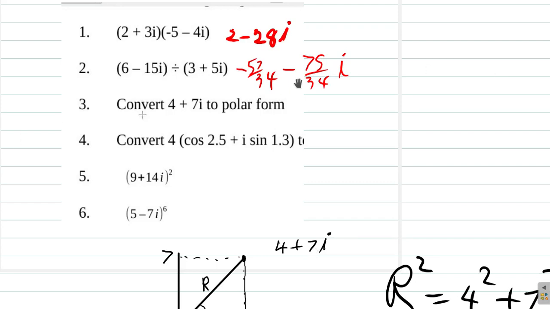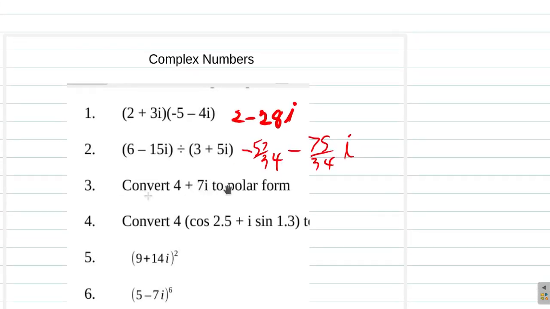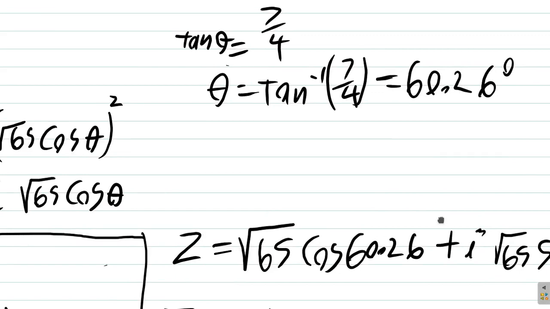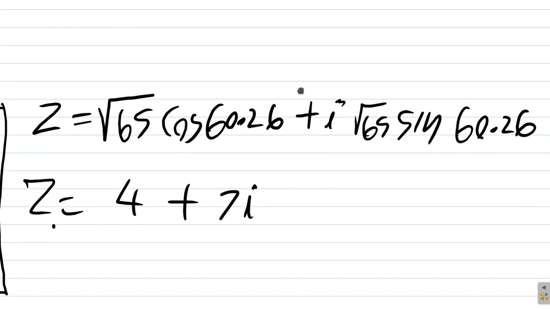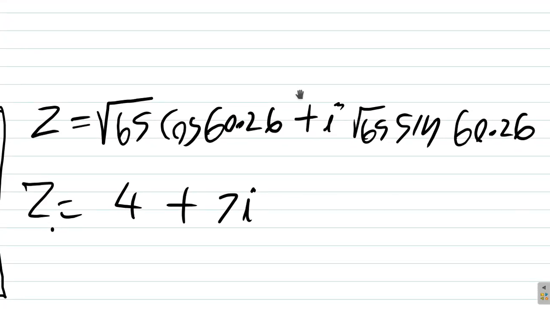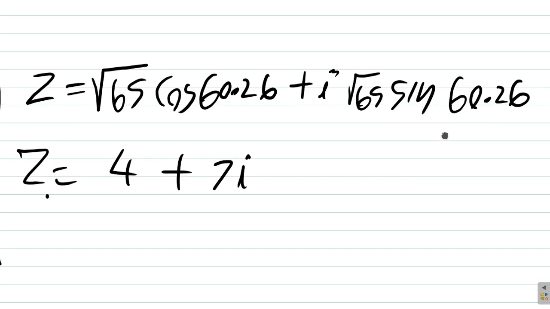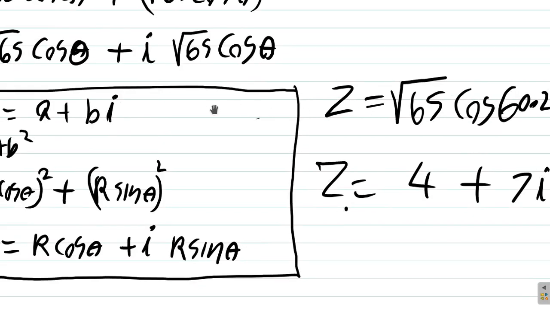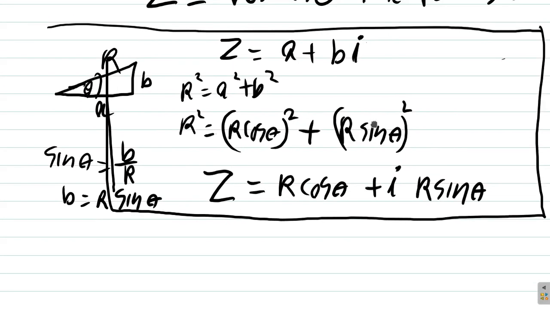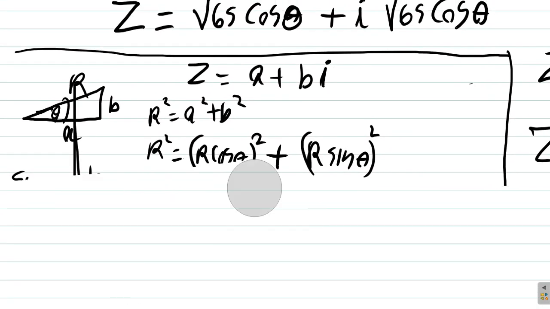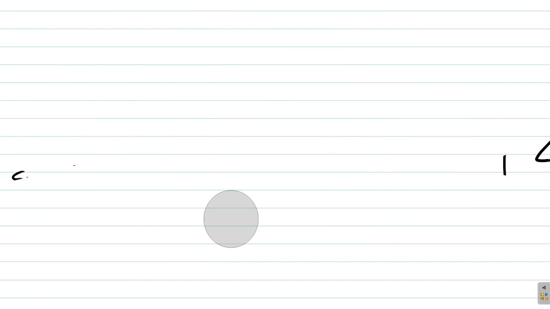Okay, so last video we worked out the solution to this where we convert 4 plus 7i to polar form, and what we got was that the complex number z is equal to square root of 65 cos 60.26 plus i square root of 65 sine 60.26. So we're going to move to the next problem, but let's just erase these things and then we go to it.